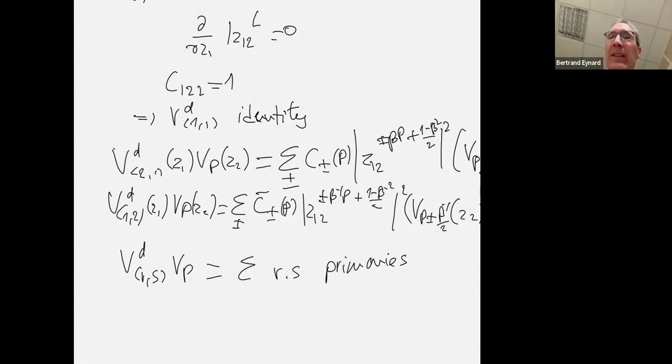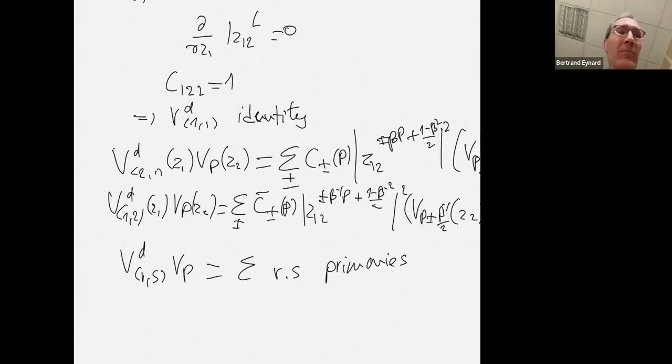And then, in fact, this gives us, I think, a better characterization, an algebraic characterization of degenerate fields. So instead of defining a degenerate field by the fact that some descendant vanishes, I could define it by the fact that its OPE has a finite number of terms, well, a finite number of primaries.